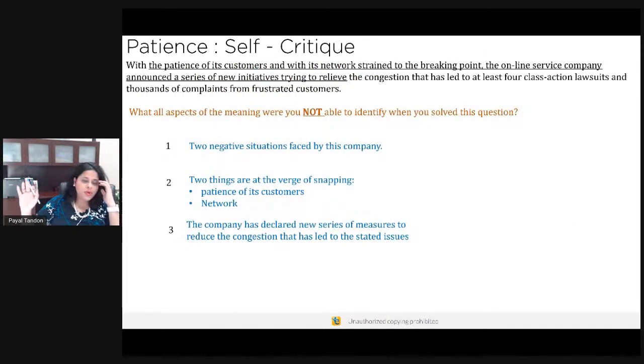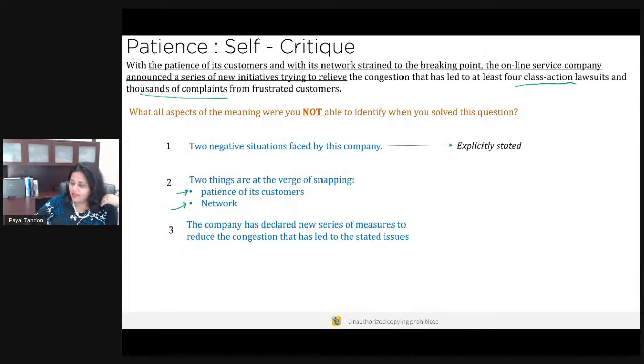So now I'm going to show you at a high level, there are two negative situations faced by this company. Two things are at the verge of snapping: patience of its customers and the network. The company has declared a new series of measures to reduce the congestion that has led to the stated issues. Again, what are the stated issues? The at least four class action lawsuits and thousands of complaints from frustrated users, right?